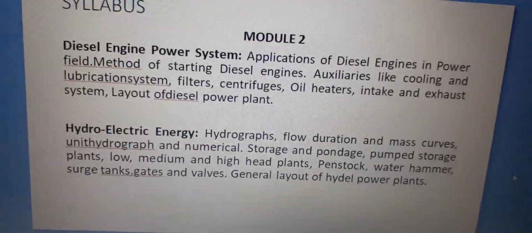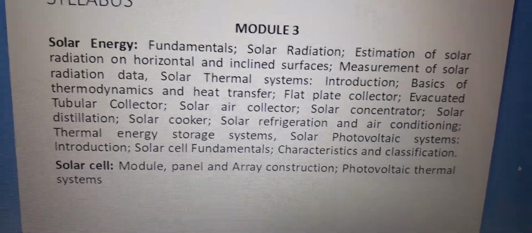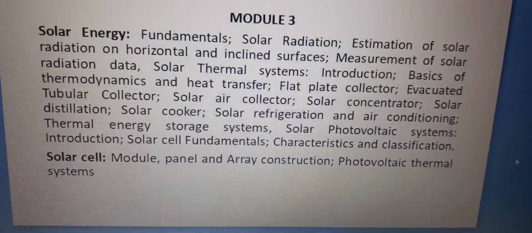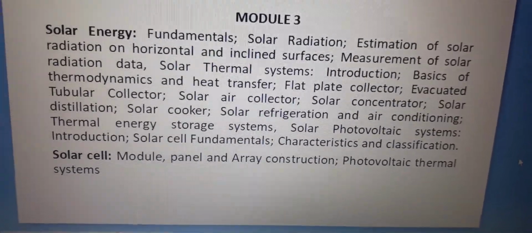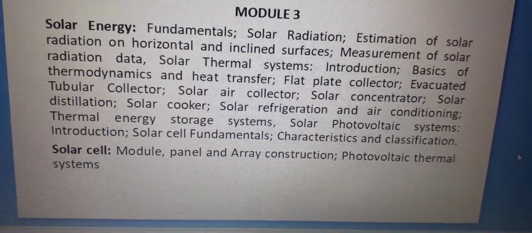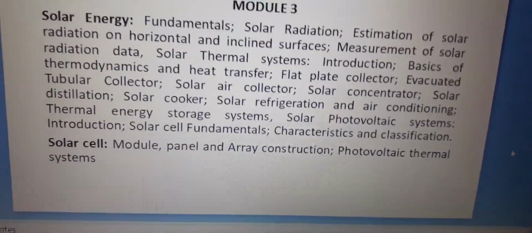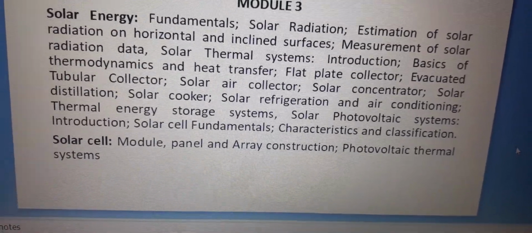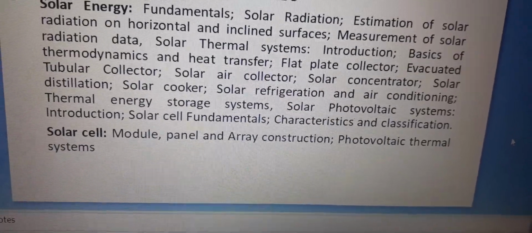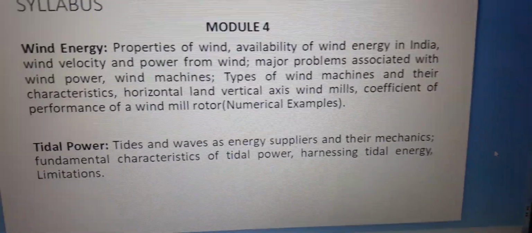In module 3 we'll be discussing solar energy fundamentals, solar radiation, estimation of radiation data, solar thermal systems, introduction and basics of thermodynamics and heat transfer, and one more part of module 3, that is solar cell, module, panel and array construction, photovoltaic thermal systems.